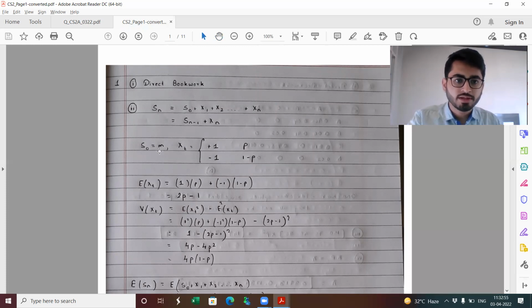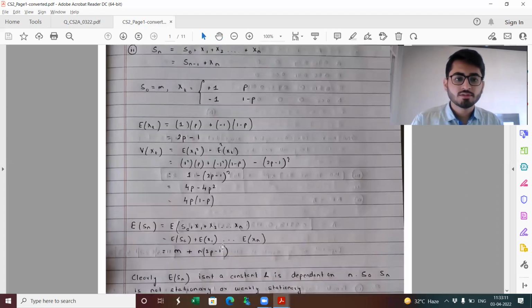Now S0 is given to be m and xt takes the value plus 1 or minus 1 with probability p and 1 minus p respectively. So first let us compute expectation of xt. It will come out to be 2p minus 1, and then if I calculate variance of xt, this comes out to be 4p into 1 minus p. Now we are interested in the properties of Sn, remember that. So expectation of Sn, we take expectation of S0 plus x1, x2 so on, and this becomes m plus n into 2p minus 1. Clearly, as n varies, this particular expectation will also vary unless p is equal to half.